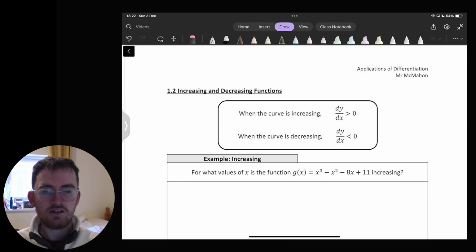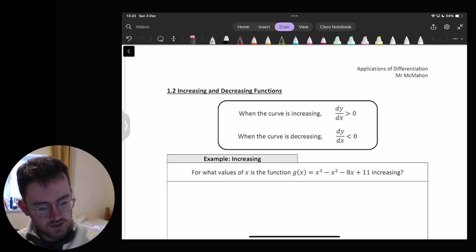When a curve is increasing, the derivative will be greater than 0. When a curve is decreasing, the derivative will be less than 0. So when it's increasing, the rate of change is positive. It means that the y values are increasing as the x values are increasing. So in theory, if we think about a line, that just means that the line is going up like that, my curve is going up like that.